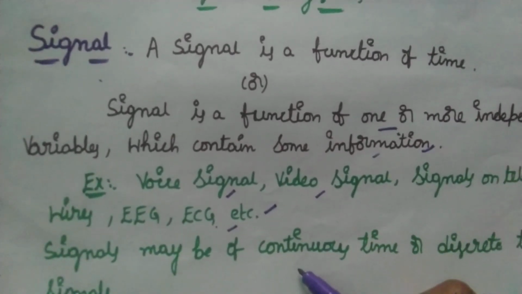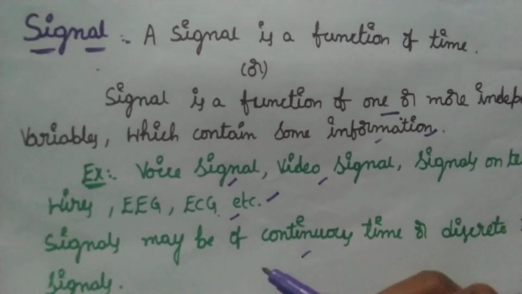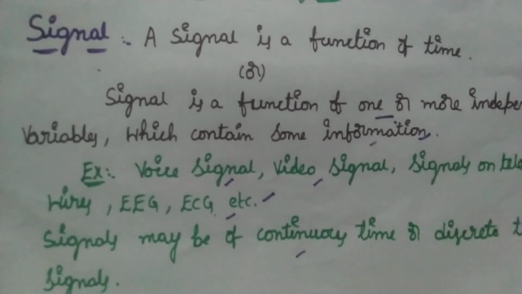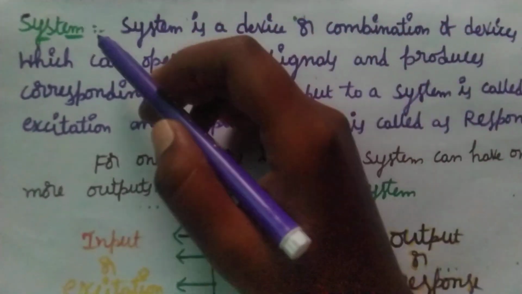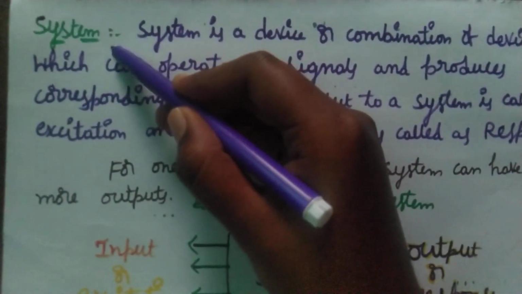Signals may be continuous time or discrete time signals. Here we have two types of signals: continuous time signals and discrete time signals. That is about signals, and the next topic is about systems.